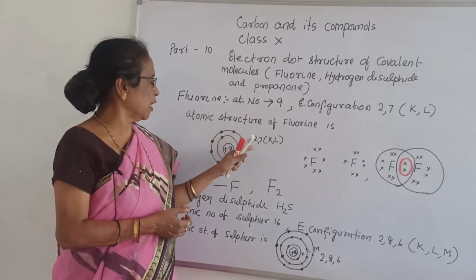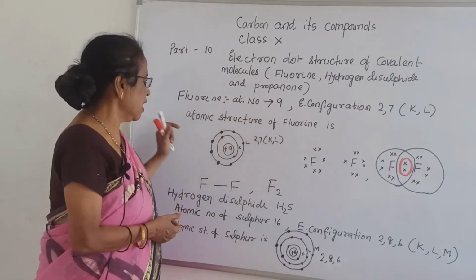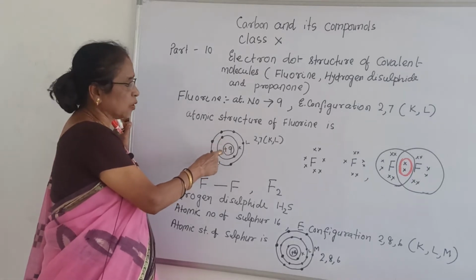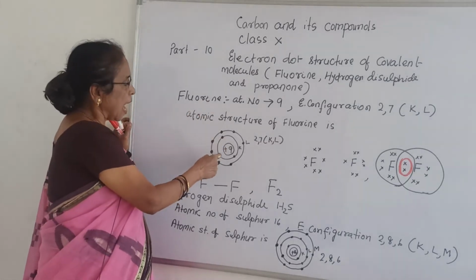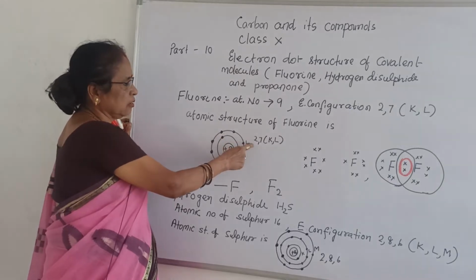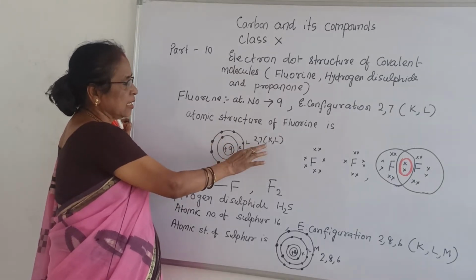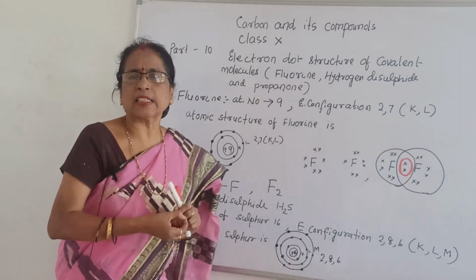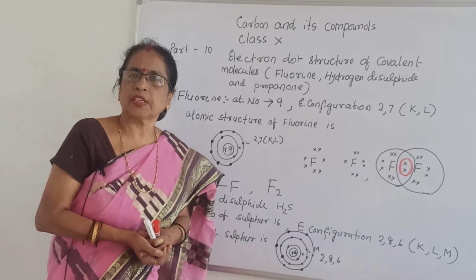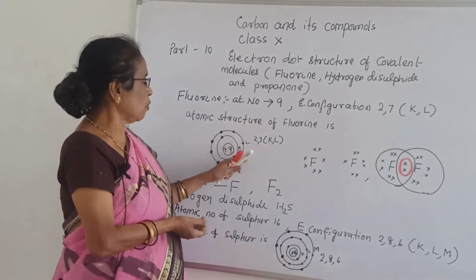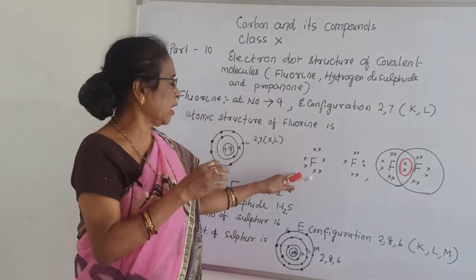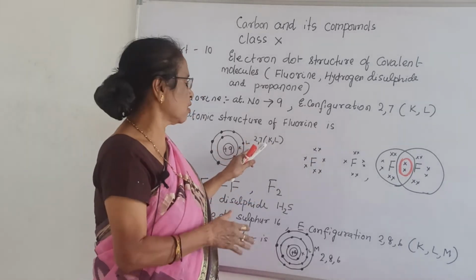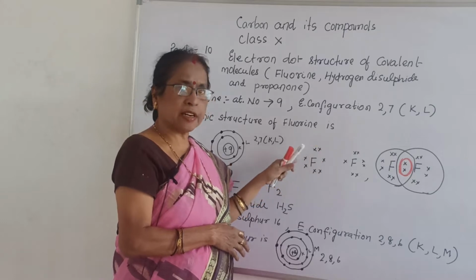Atomic structure of fluorine: here you see plus 9, that is the number of protons inside the nucleus. The K cell has 2 electrons, the L cell has 7 electrons. That means it has only 9 electrons and is 1 electron short of the inert gas configuration, that is neon. So what to do? First you write the fluorine atom with the electrons outside the shell. How many? 7 electrons. So 7 electrons are represented like this.